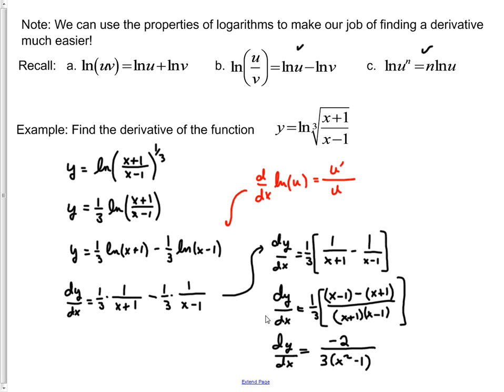And I would say it's a lot less work than having to try to find the derivative of the cube root of x plus 1 over x minus 1 all by itself. Taking advantage of those logarithm rules is a great way to go.